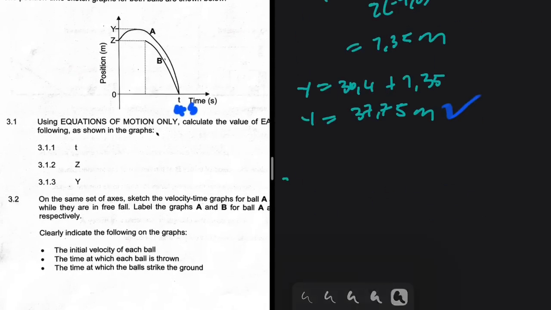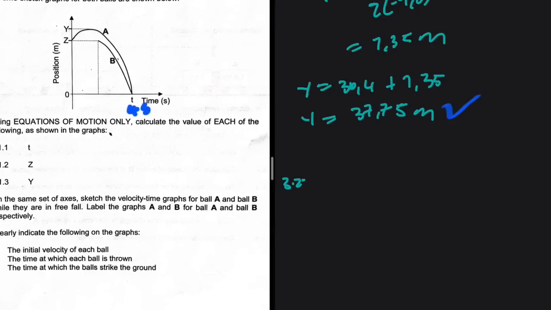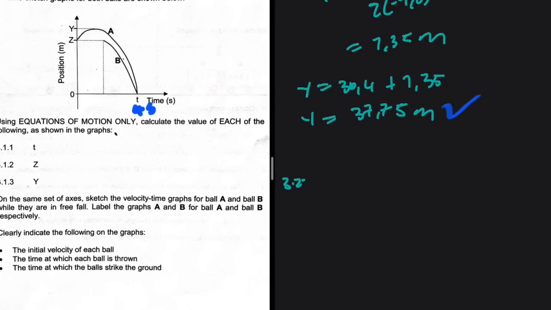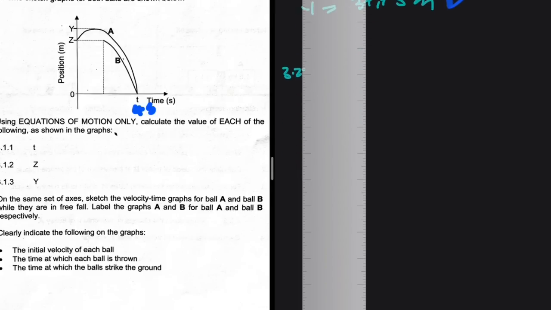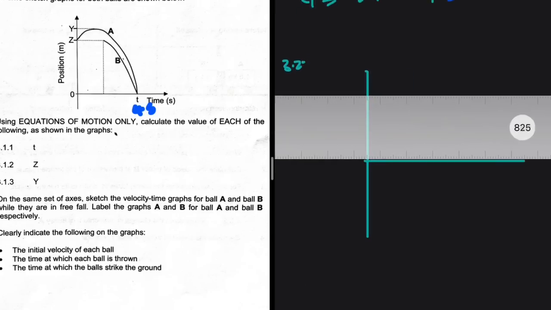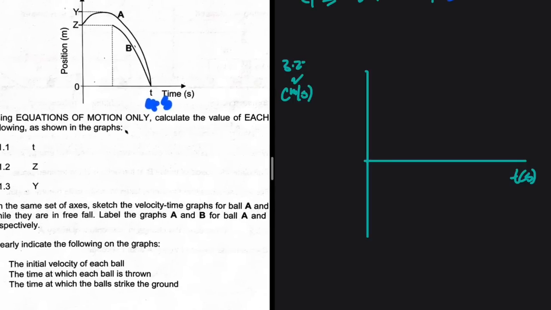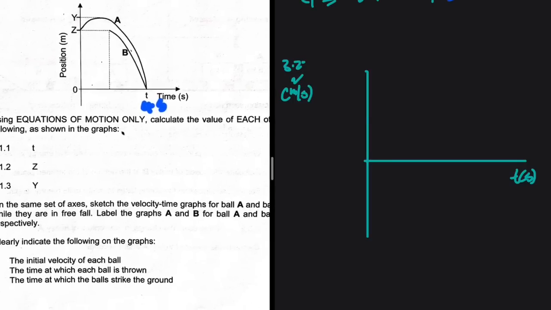And then 3.2, we are supposed to, on the same set of axes, sketch the velocity-time graphs for balls A and B while they're in free fall. Okay, so let's do that. Let's have our axes first, right? That's V, that's T. So T in seconds, V in meters per second. The initial velocity of ball A is 12, so 12, I'm taking up as positive. And that of B is minus 5.4, right?